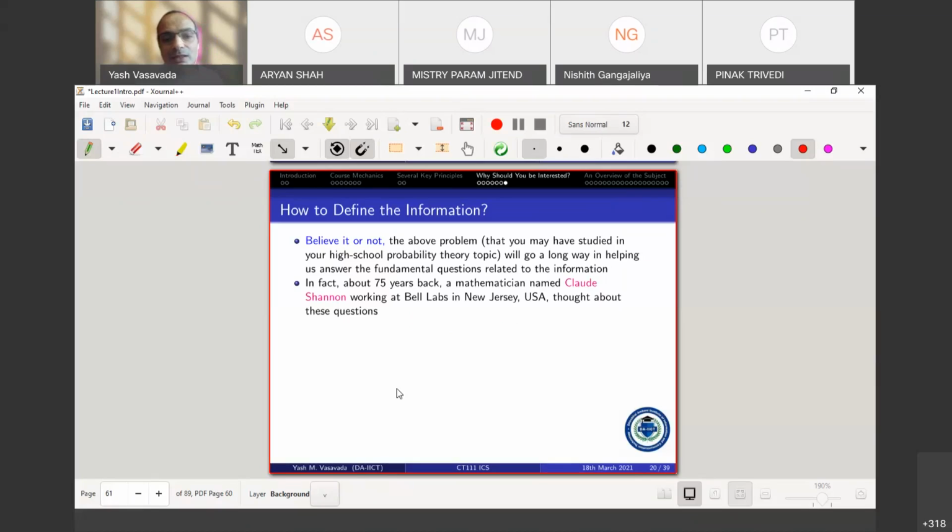About 75 years back, a mathematician called Claude Shannon, he was about 30 years old that time. He was working at Bell Labs in New Jersey. And he was thinking about very similar type of questions: what is information, how to measure it, how to transmit the information, what will be the bottlenecks in transmission of information, etc. And actually, his job was not even that. So he wasn't actively thinking along those lines all the time.